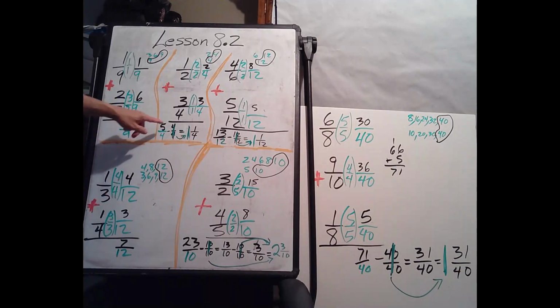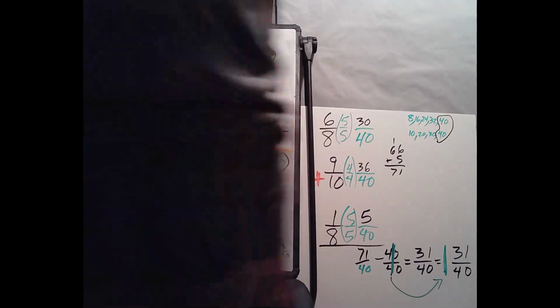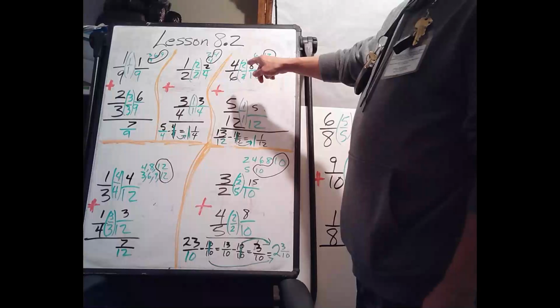Why? Because we took out 1. And there it is. Big 1, 1 over 4. Yes, it is this easy. Look over here. All right, what do you see?